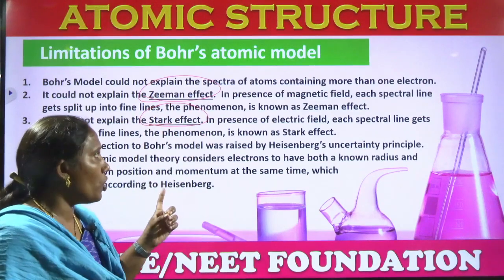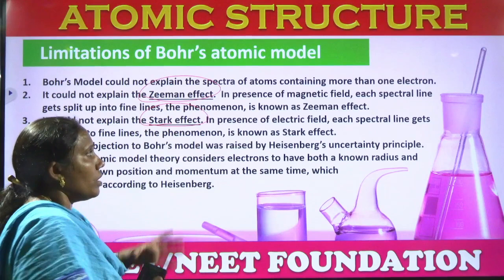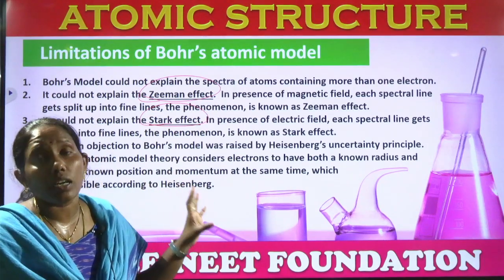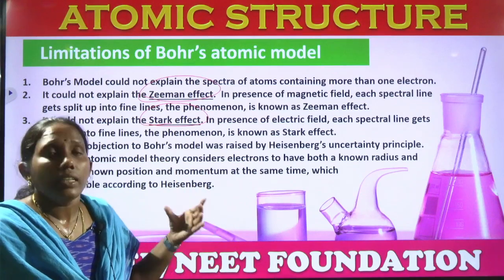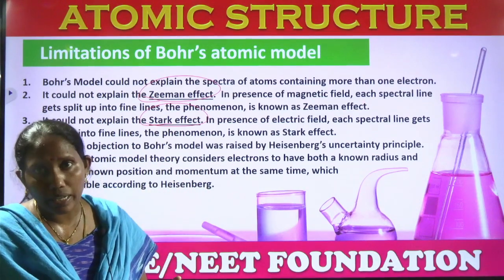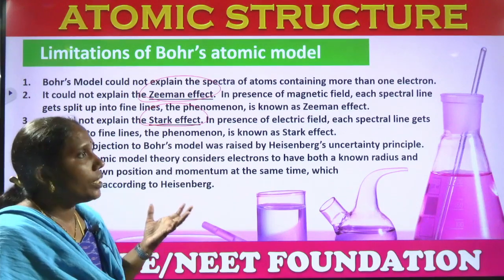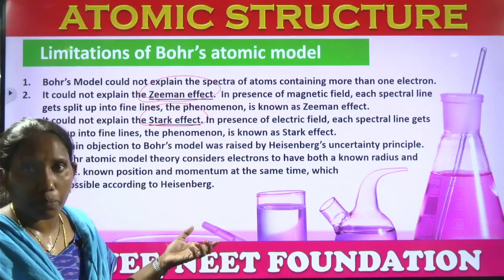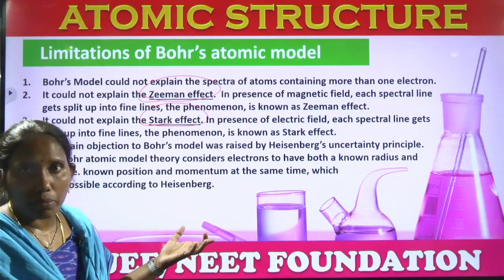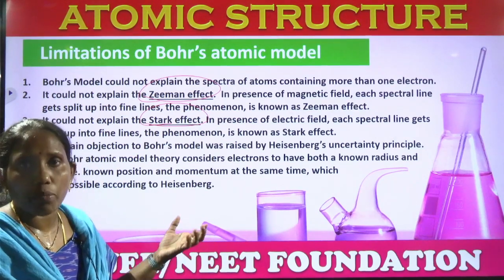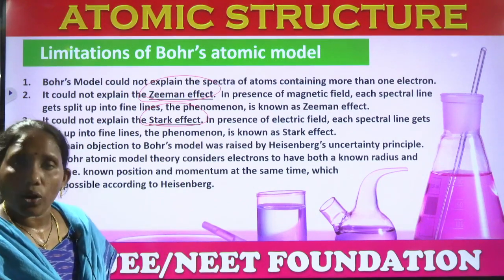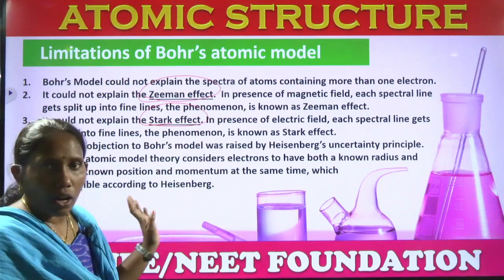And also one more thing, Bohr said the electrons revolve around the nucleus in a particular path, which means he said we can calculate the position and momentum of an electron simultaneously. But according to Heisenberg's uncertainty principle, which we will study later, the position and momentum of an electron cannot be calculated simultaneously. So that is the main drawback of Bohr.